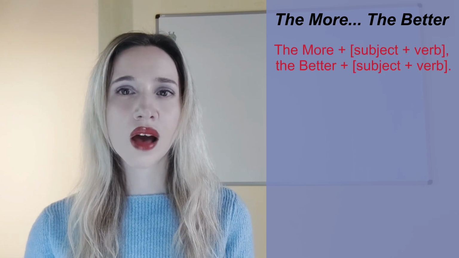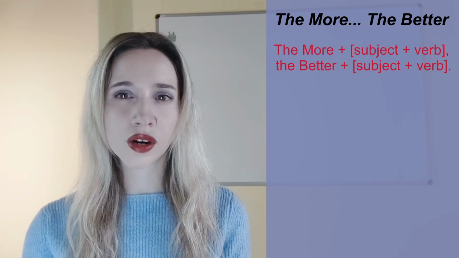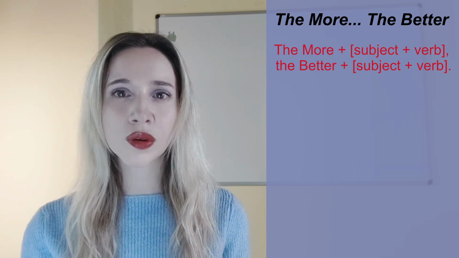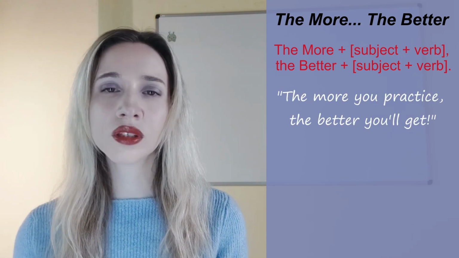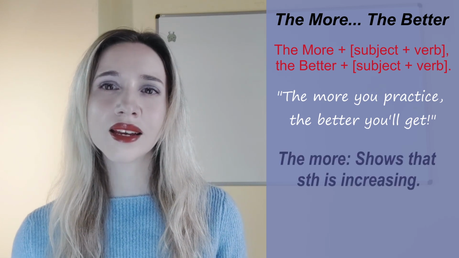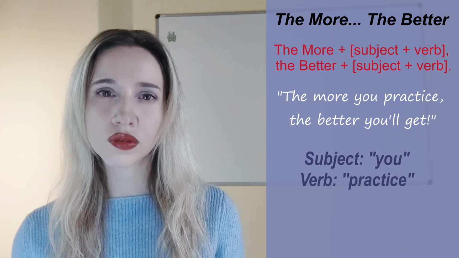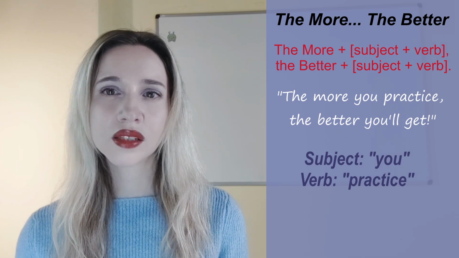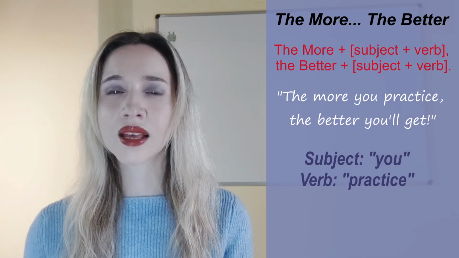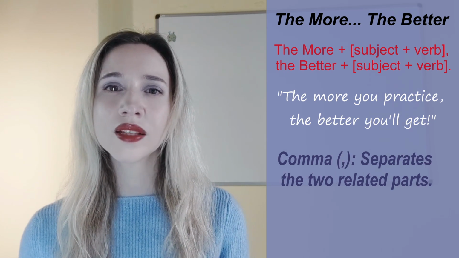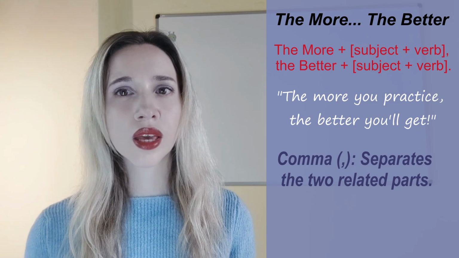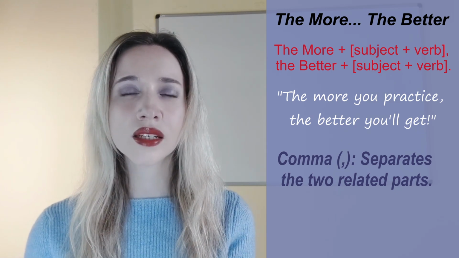First up, we have the more plus subject plus verb, the better plus subject plus verb, as in the more you practice, the better you'll get. The more signals an increase in the action that follows. You practice, subject you, verb practice. The action that's increasing. Comma. The comma separates the two parts, making it clear that we're looking at two related clauses.